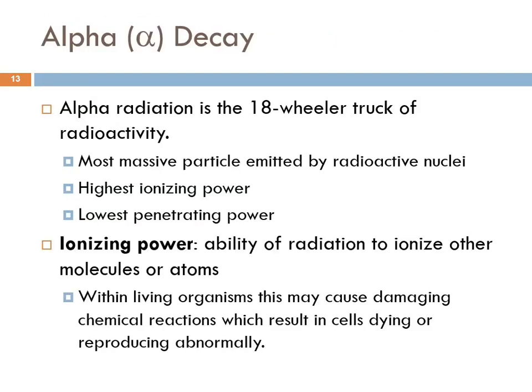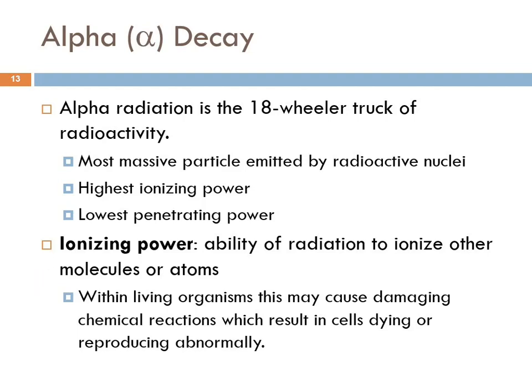A good way to remember some of the characteristics of the different types of radiation is to think about vehicles and traffic jams. So alpha radiation is the 18-wheeler, the semi-truck of radiation. It is big, so it can cause a lot of damage, but its penetrating power is very low. It is the most massive particle emitted by radioactive nuclei. It has the highest ionizing power, but the lowest penetrating power. Ionizing power is the ability of radiation to ionize other molecules or atoms.